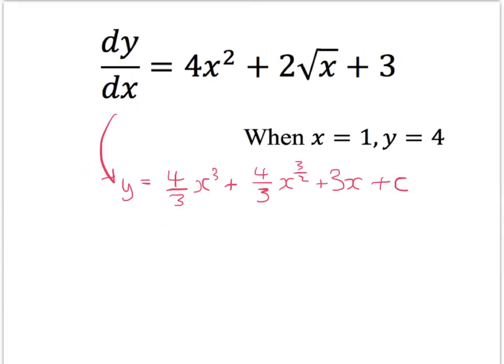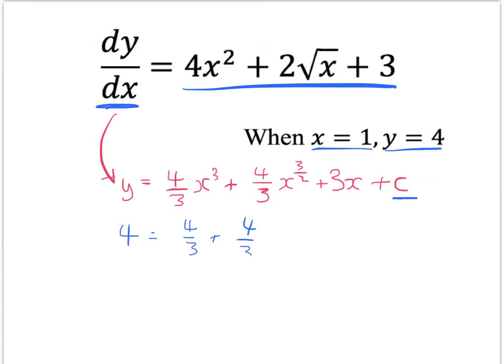Okay, last thing is finding c. So sometimes they give us what we call boundary conditions, so they give us an x value and a y value that go together. We can then substitute this into our expression that we found for y, that we got from integrating this, and then we can use this to find c. So here we'd say, substitute in y equals 4, and then x is 1, so we've got 4 over 3 plus 4 over 3 plus 3 plus c.